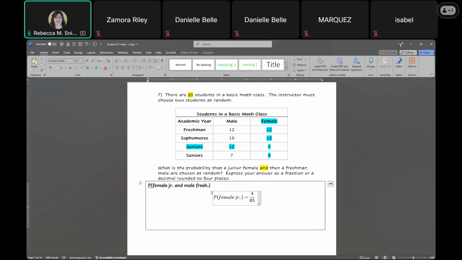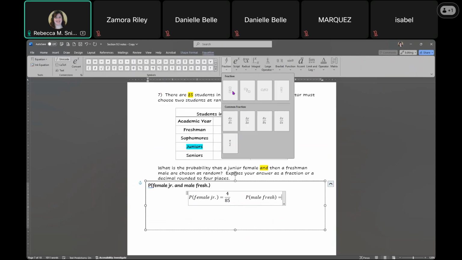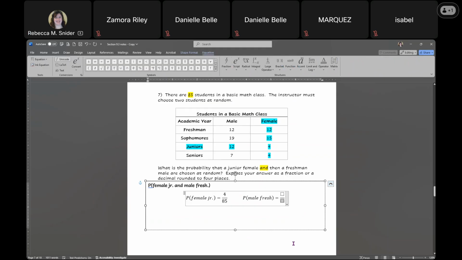I'm going to use that same idea to do my male freshman, which again says I have to create my equation. Only instead of having 85 students to work with, I now only have 84 because I already have my female junior standing. And so I want to do the same thing.